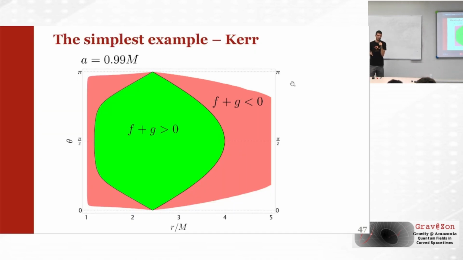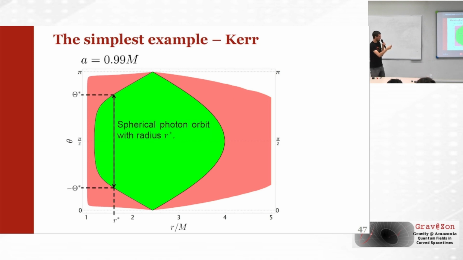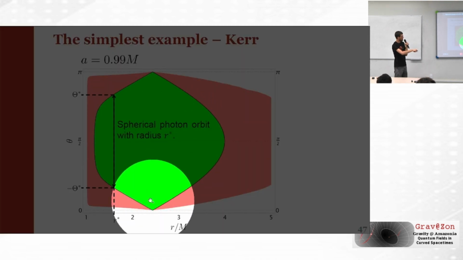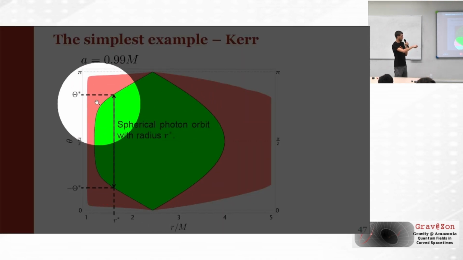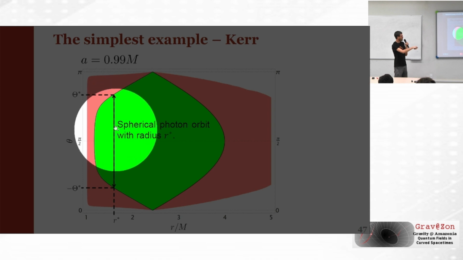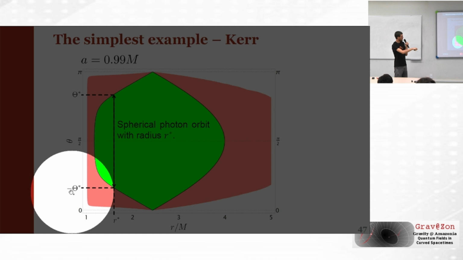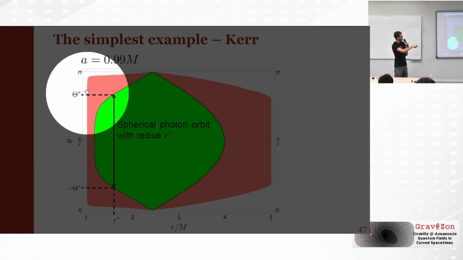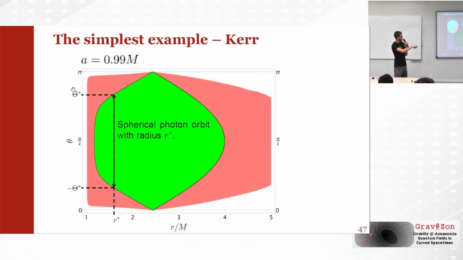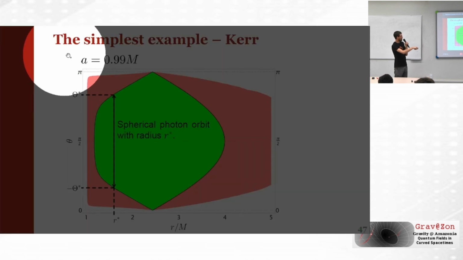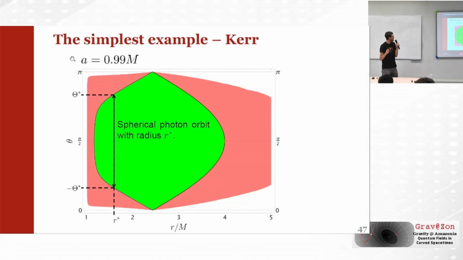And this is precisely the result we know from Kerr. This is some kind of weird plot. I will try to illustrate what this means. For any radial coordinate, if it is contained in this green region, at every radial coordinate we have a spherical photon orbit that ranges between minus theta star and plus theta star, and this region will be bounded by the two light rings when the variation in theta is 0.